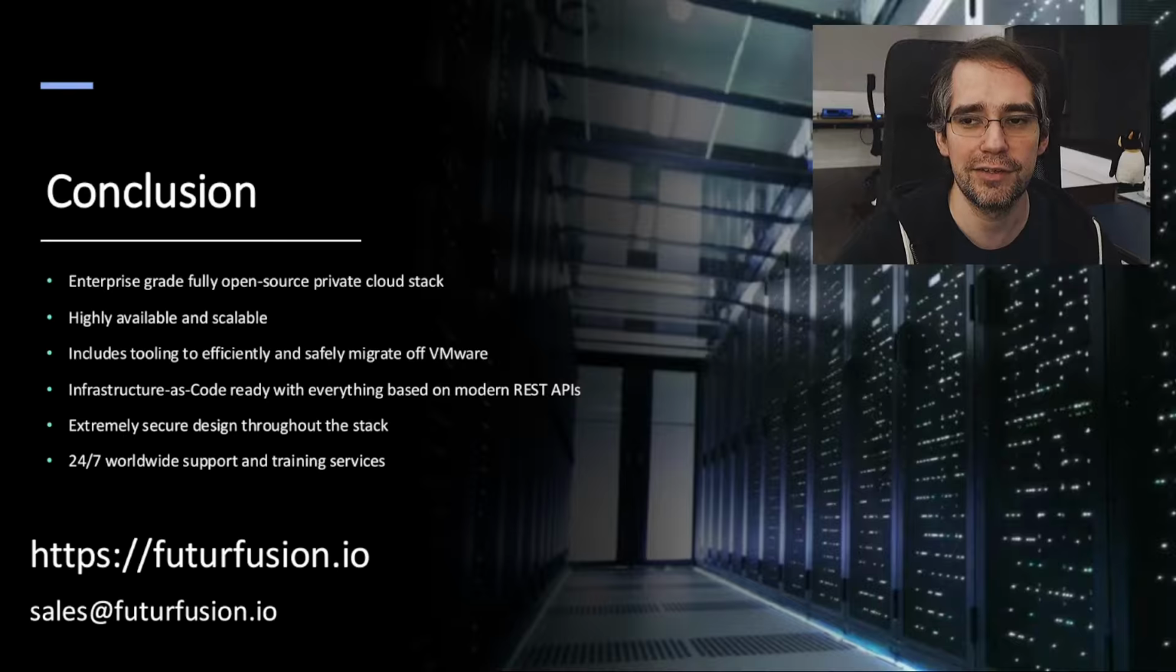The stack itself is highly available, highly scalable. The clusters here were all deployed with at least 3 servers, which means they are fully HA. So you can have any of them go down at any time, and the remaining servers will keep going just fine and will be able to actually recover the workloads that have gone offline due to a server going down. We've got tooling to very efficiently and safely migrate off of VMware. That was Migration Manager that you've seen move a number of VMs away from VMware and onto Incus.